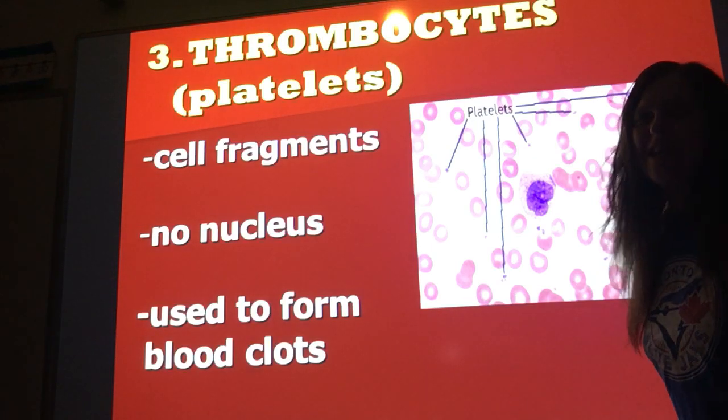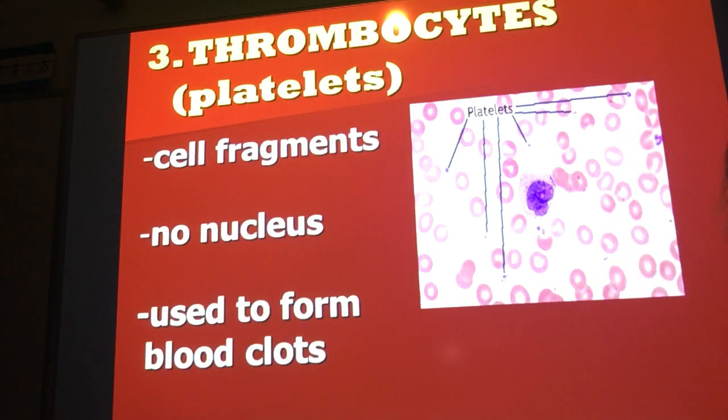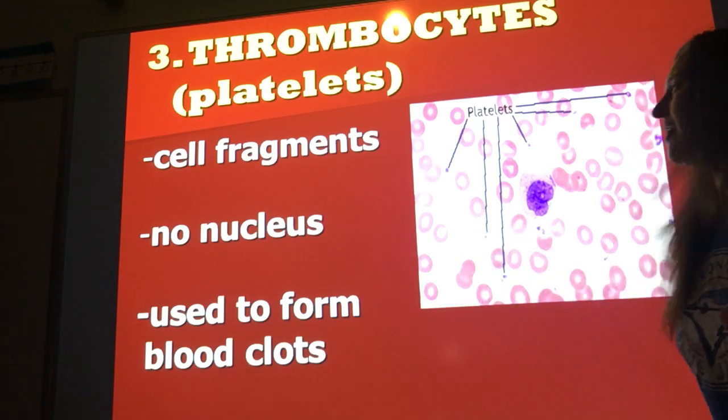And then our third and final type of blood cell is called platelets. Again, the fancy word for platelets is thrombocytes. We say that they're a blood cell, but they're actually cell fragments.